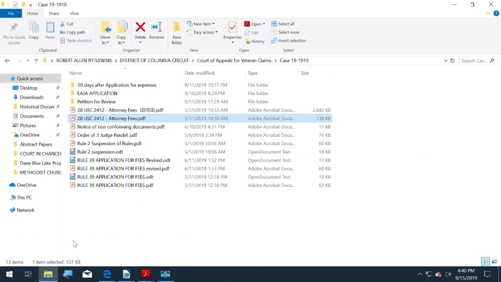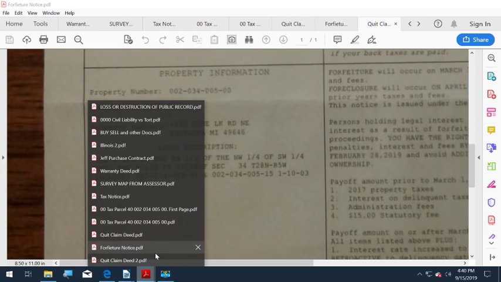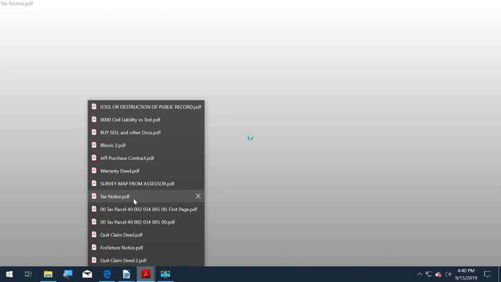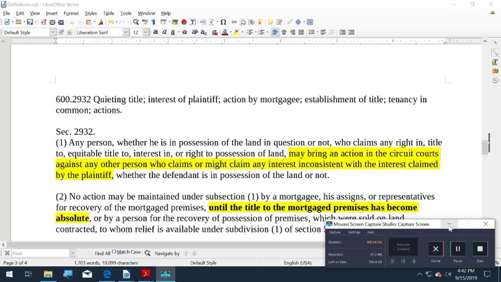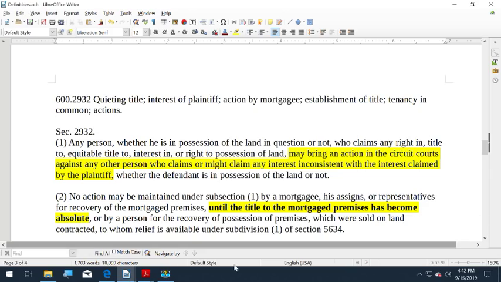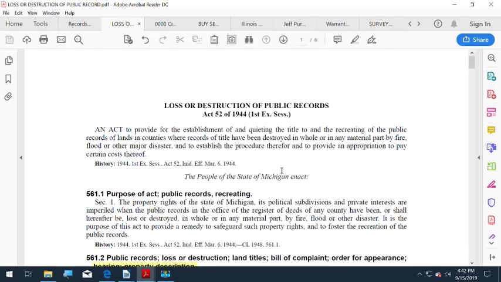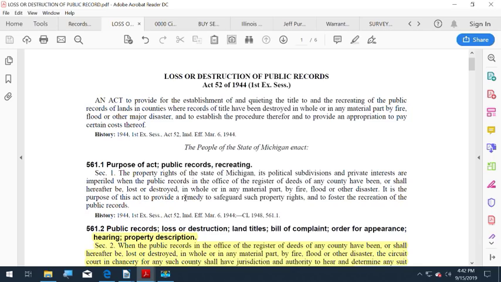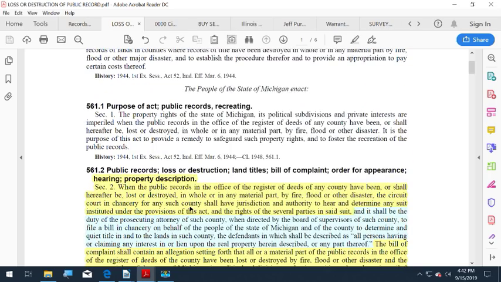But then it got a little better, because in the, I gotta find it now. Let me see, where are they all? Let me go find it. Okay, so this one law, which would be MCL 629.32, right, gave some clues. Then there was this other one, which was loss or destruction. So I found this act, right, which is another MCL. Now it's MCL 561.1-2, where it talks about public records, loss, destruction, order of appearance, hearing, property description.